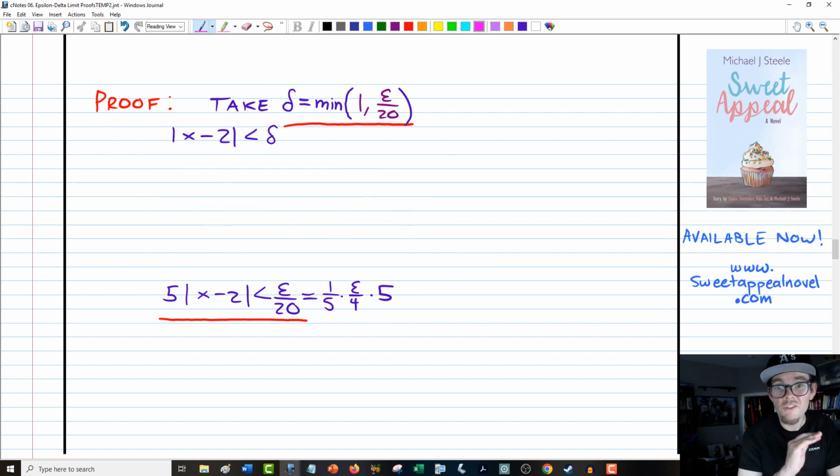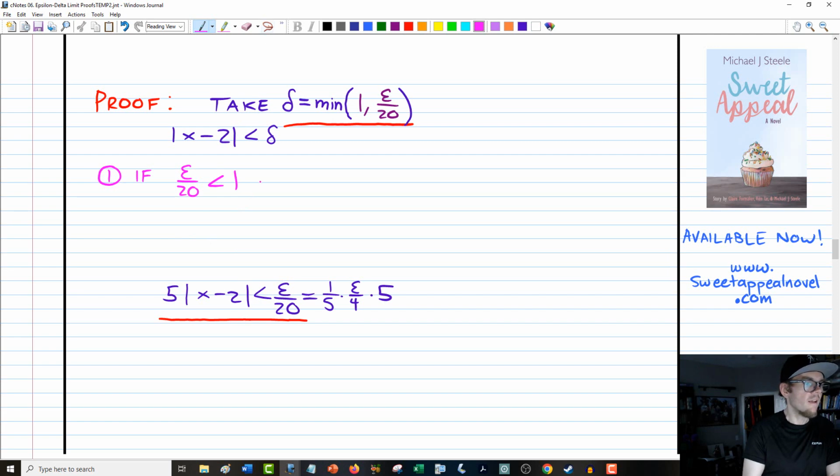And this is another one of those situations I've never said out loud before. I've just thought it a lot. So our first case, case 1. Actually, let's do it the other way. If epsilon over 20 is less than 1, so what happens if that's true?